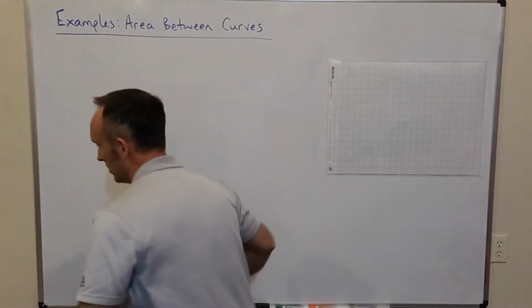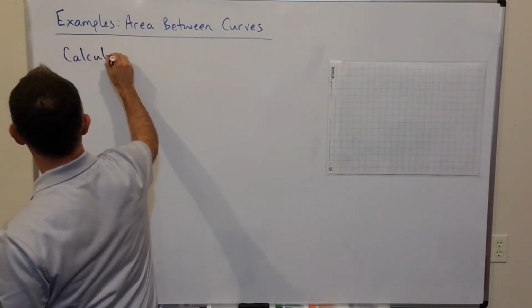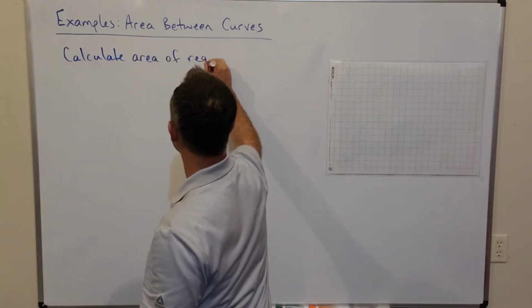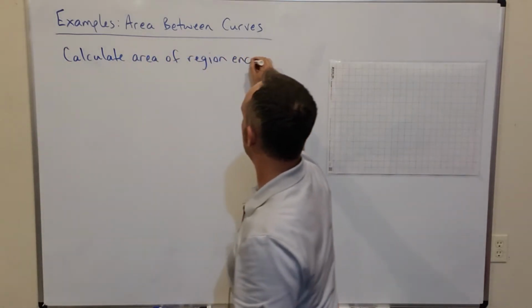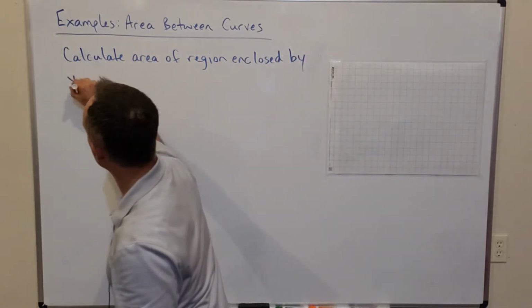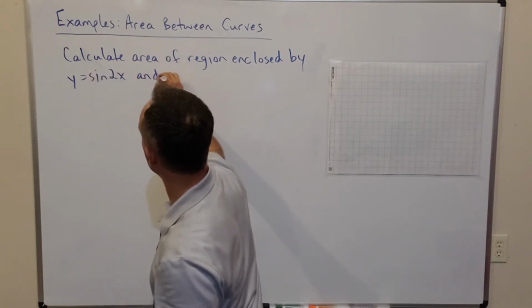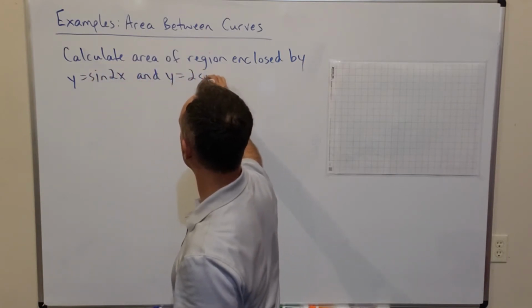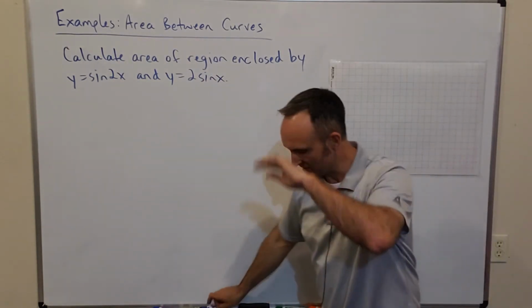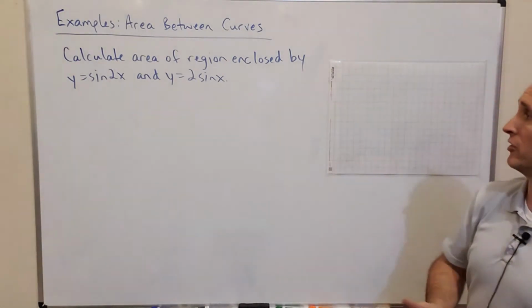All right, so let's calculate the area of the region enclosed by y equals the sine of 2x and a similar function, y equals 2 times the sine of x. Okay, so I chose this example because I figure some might be interested in the trig functions.